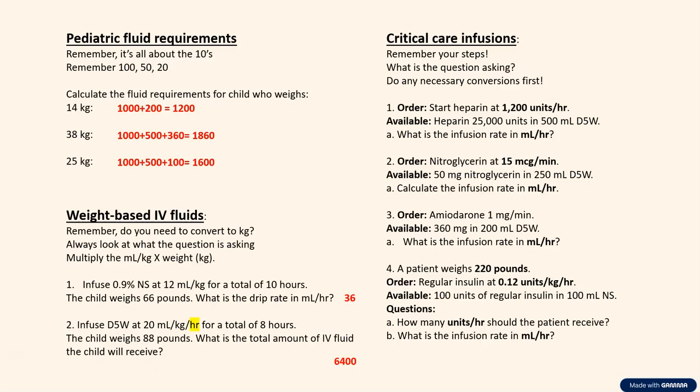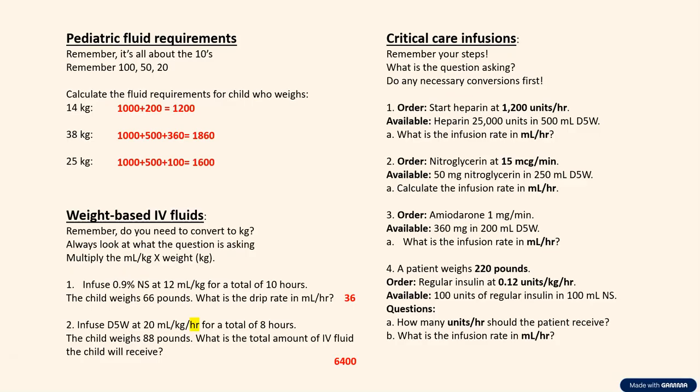The last set of questions consist of continuous IV medication infusions, or sometimes they're called critical care infusions. Remember your steps. What is the question asking? And do any necessary conversions first. Okay, I like to convert everything to what I need in the end. If I need milliliters per hour in the end, I need to make sure everything is moved to that. Make sure that all of your units are the same before you plug them into your equations. If my order is in milligrams, my available needs to be in milligrams. If my order is in micrograms, my available dose needs to also be in micrograms.